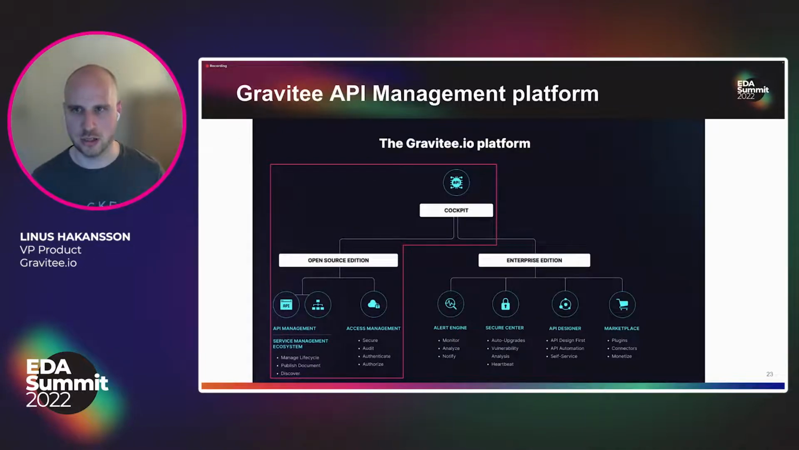So what is Gravitee, and how can Gravitee help with some of these use cases? Gravitee is an API and access management platform. We provide a freemium version, Cockpit, and API Designer, which we will have a look at in a few moments, as well as an open source edition. Our open source edition is mainly focused on API management and access management.